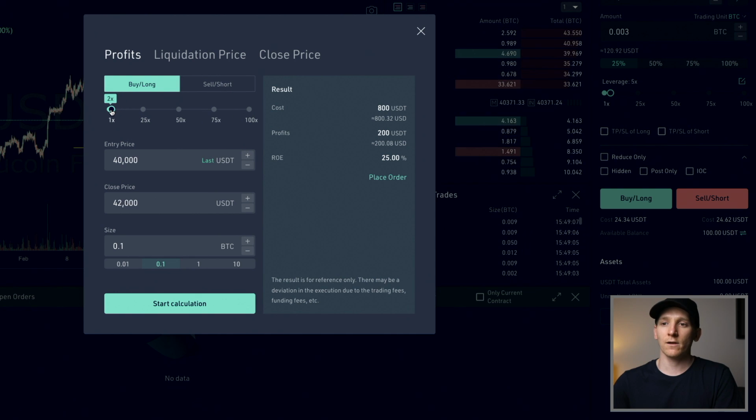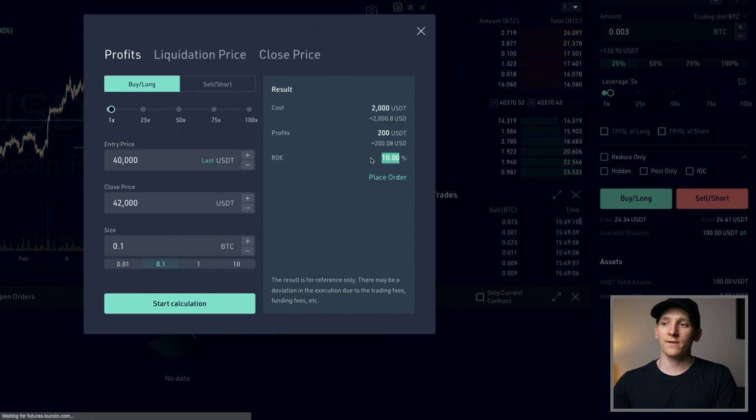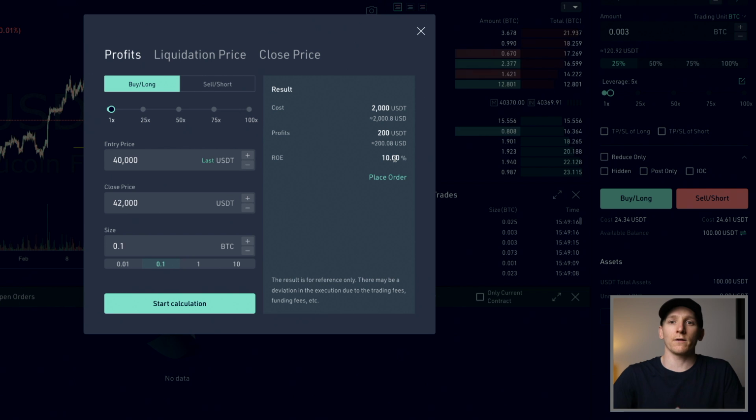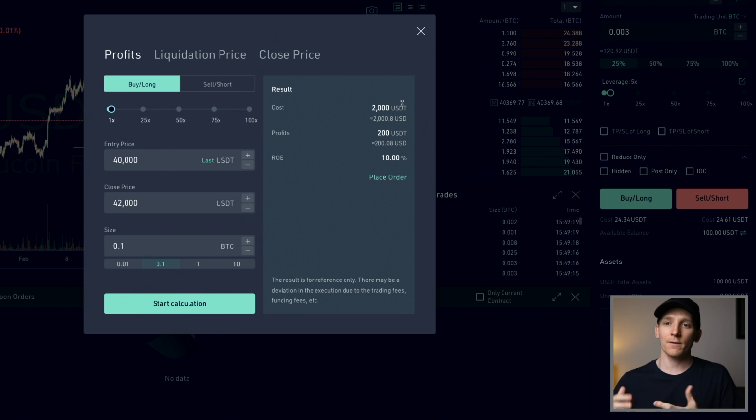Now, if I turned it down to like 2x leverage, you can see the profit goes to 10% ROE, essentially because you're not leveraging as much, you're not borrowing as much, your position is smaller, and so that percentage profit on your initial obviously goes down a little bit.